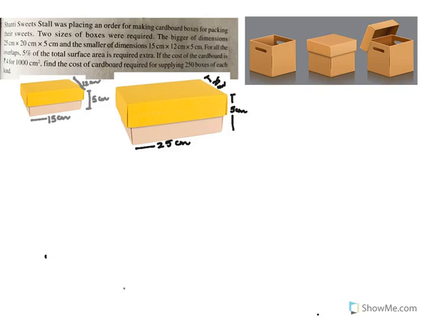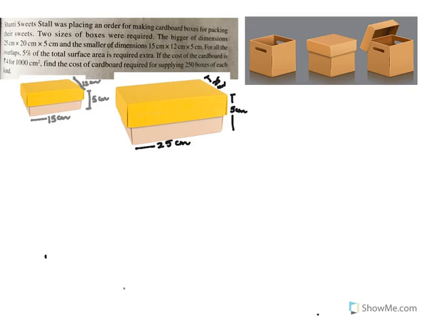Shanti's sweet stall was placing an order for making cardboard boxes for packing their sweets. Two sizes of boxes are required. The bigger of dimensions 25 by 20 by 5 and the smaller of dimensions 15 by 12 by 5. For all the overlaps, 5% of total surface area is required.